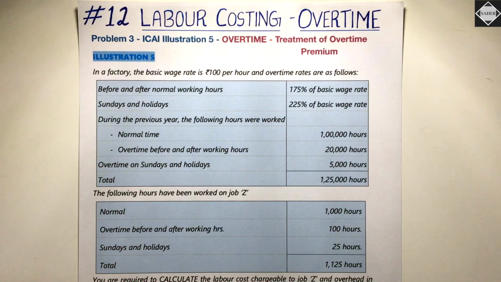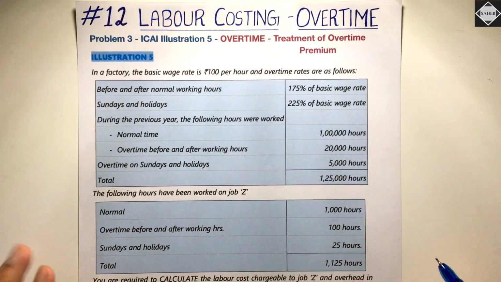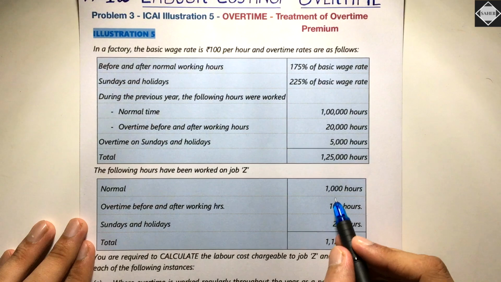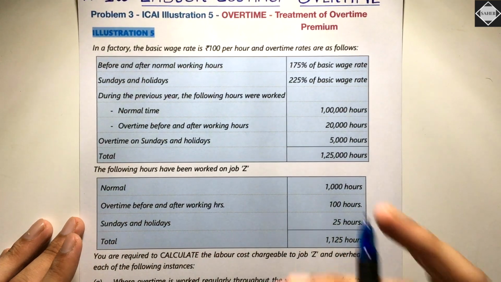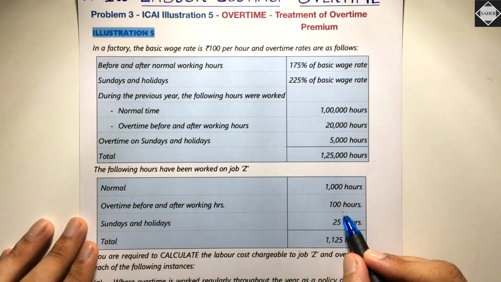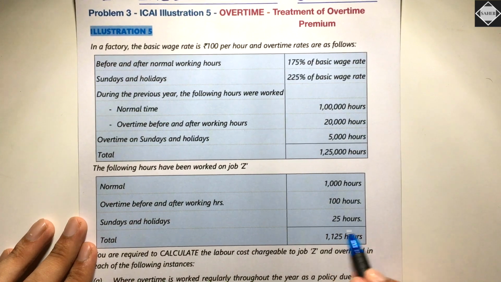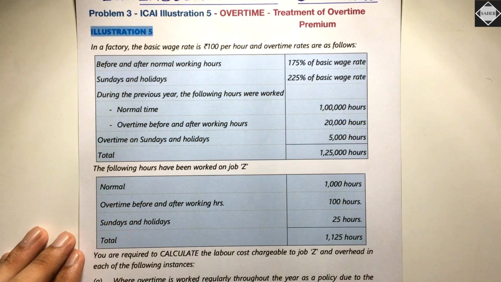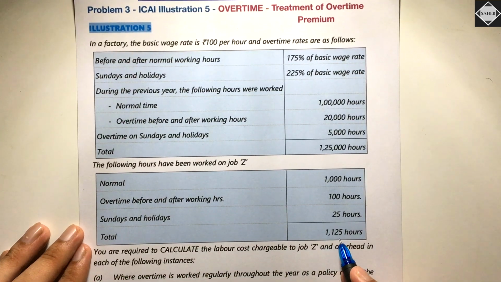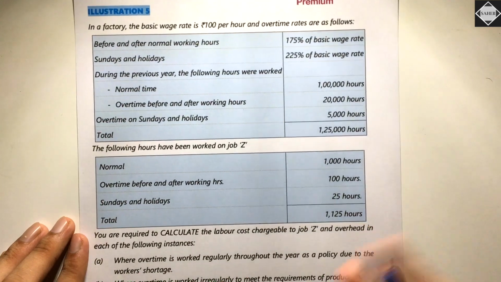So this is previous year data, and then they are saying the following hours have been worked on job Z. Normal 1,000 hours, overtime before and after working hours, which means overtime on weekdays, is 100 hours, and then on Sundays and holidays the overtime worked by these workers is 25 hours, on job Z. In total that's 1,125 hours which have been worked on this job Z.